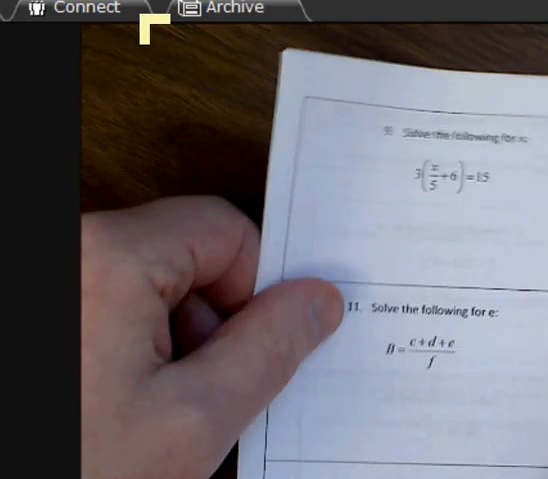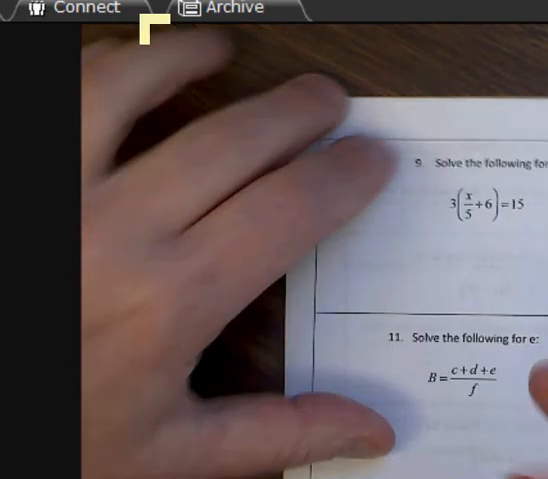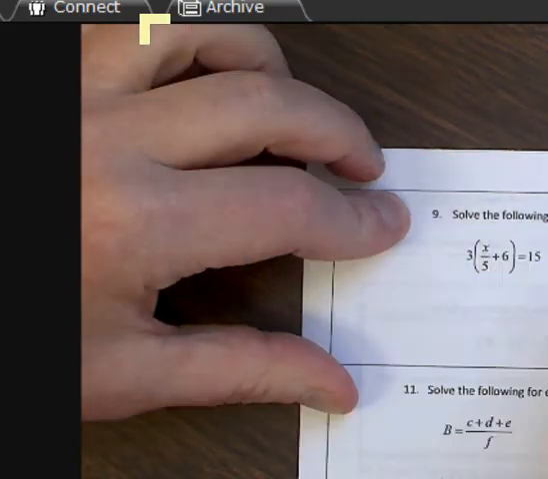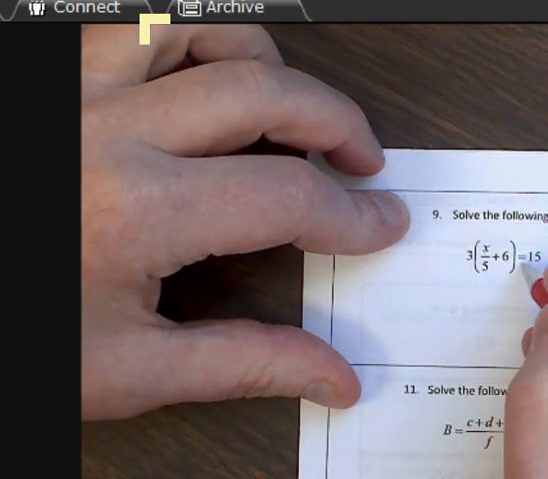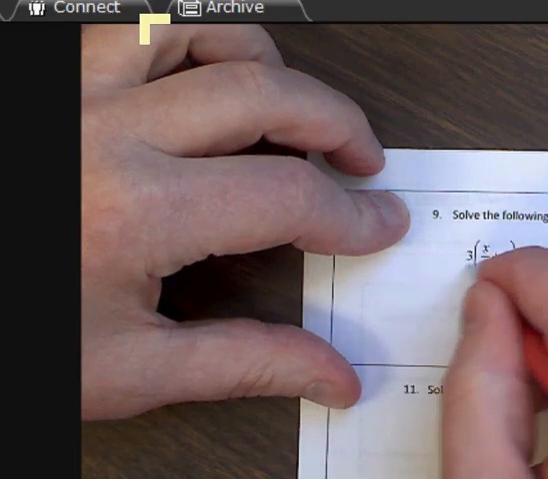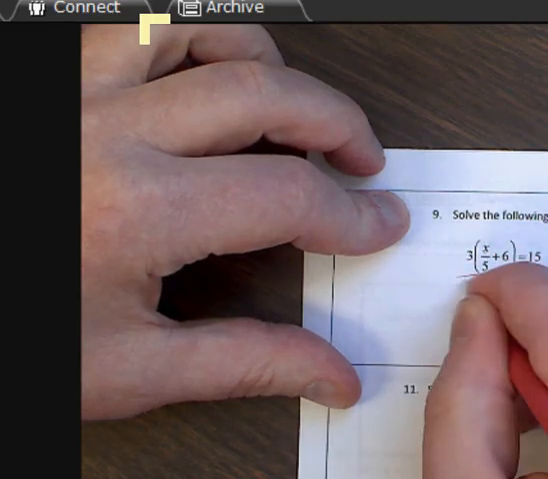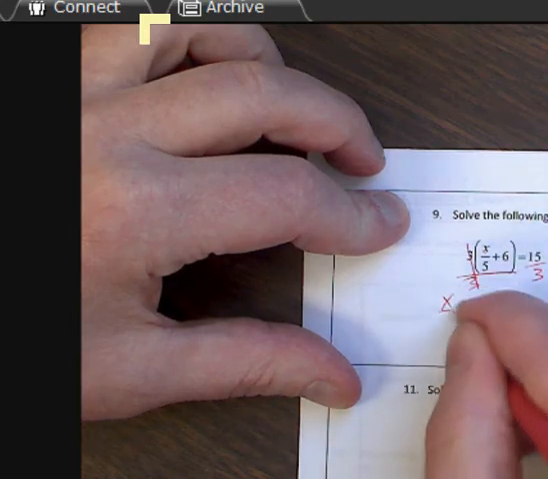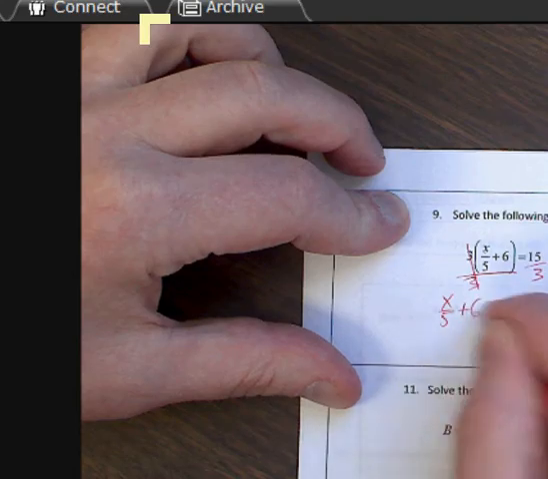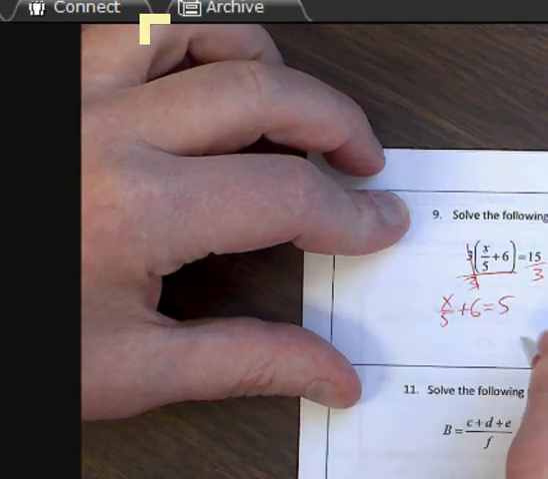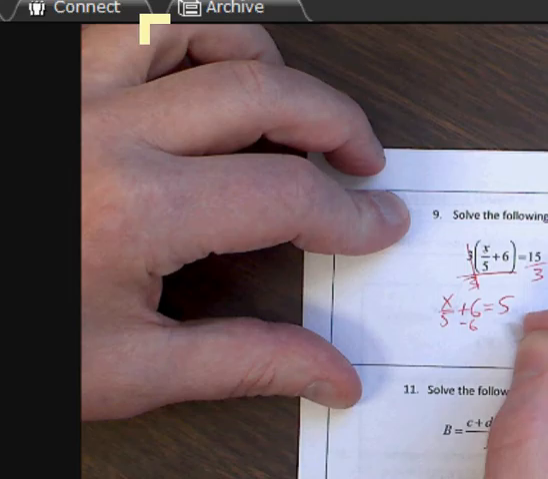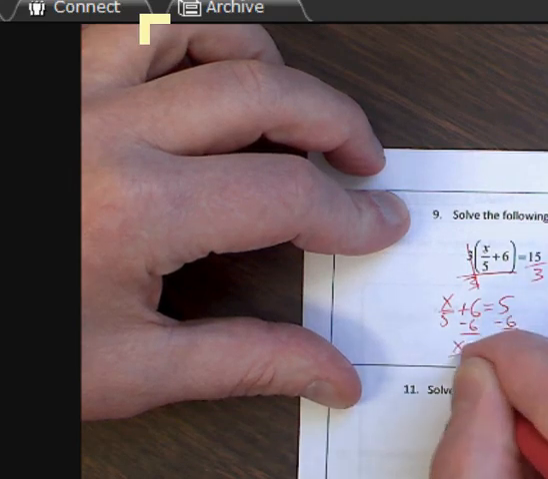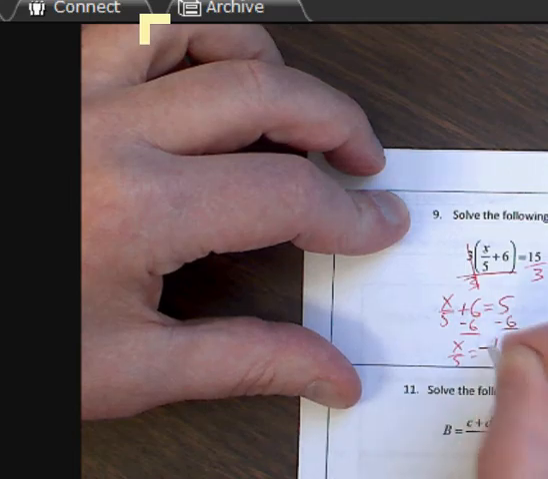I'm going to do this other row here of odds. So I'm going to solve for x here. I got to get x by itself. Everything's getting multiplied by 3, so I want to get rid of that 3 first. So I'm going to divide by 3. If I divide by 3 on both sides, this cancels over here. I get x over 5 plus 6 equals 5. I'm going to subtract 6 from both sides. I get x over 5 equals a negative 1.